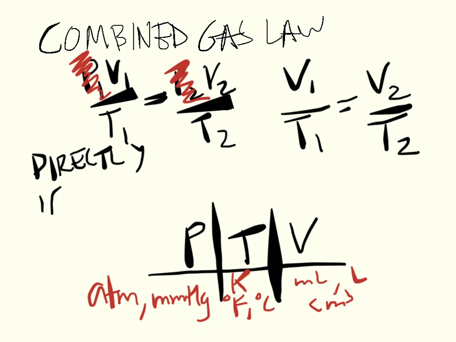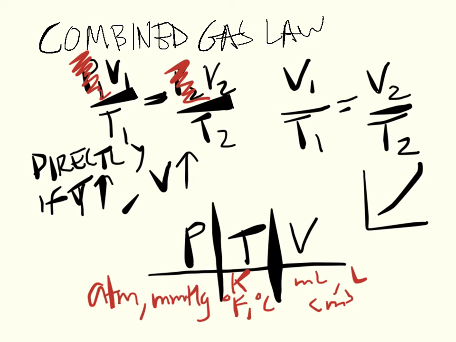If temperature goes up, then volume is going to increase as well. If we looked at that on a graph quickly, it would have a positive slope representing a direct relationship. If instead temperature decreased, then volume would also decrease. So with that knowledge, let's go ahead and apply this to a few problems.